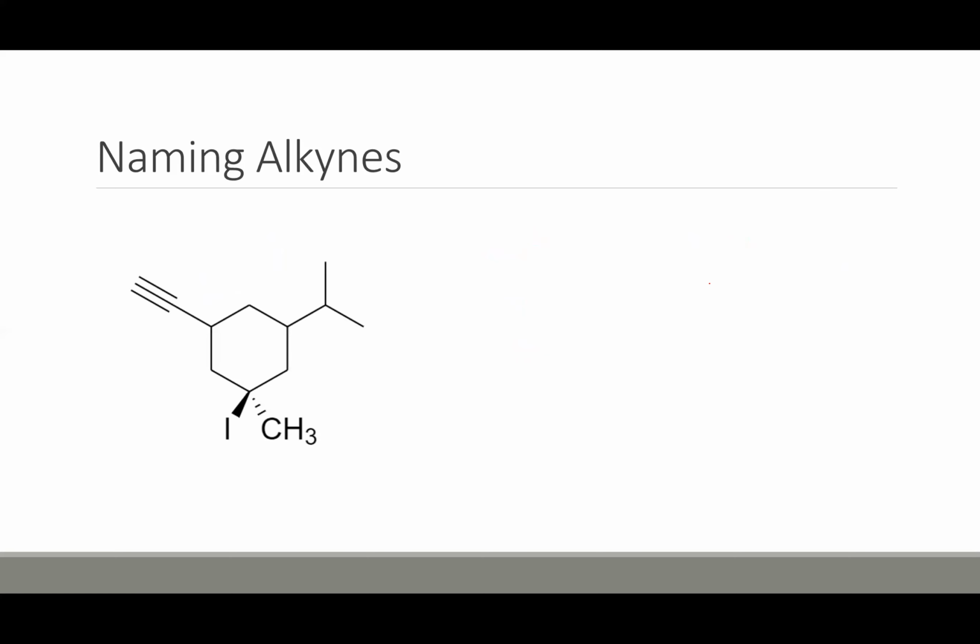Okay, let's try another example. Again, this is a harder example. First, let's decide what our base hydrocarbon is and how big it is. Here we have a ring as our base. It's a 6-membered ring, and there are no double bonds or triple bonds in it. And there's no other functional groups that get priority like alcohols attached to it. So this is a simple base of a cyclohexane.